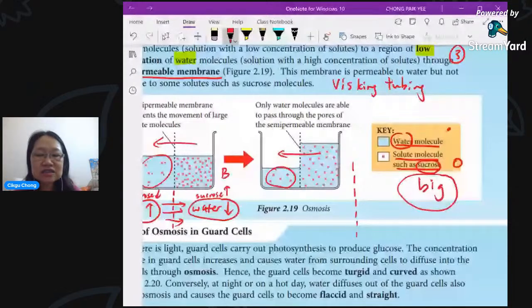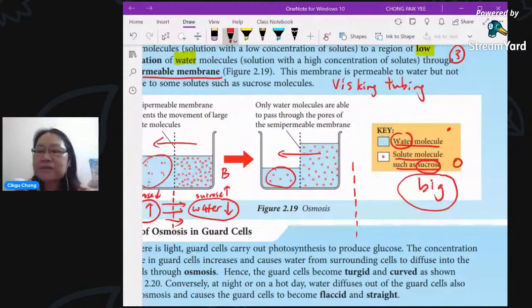Why? Because it is a water permeable membrane, yes, but why is it only water permeable? Why can sucrose not pass through? Talk about the size. Because it is semi-permeable, it only allows certain things to pass through, usually because of the size. The size of sucrose is too large to pass through the pores. The pore is the lubang. That's why it's semi-permeable. It can control, usually due to size.